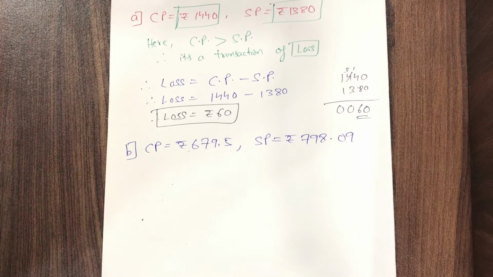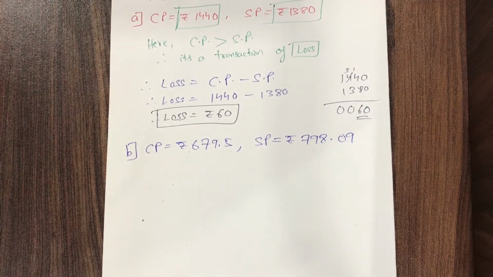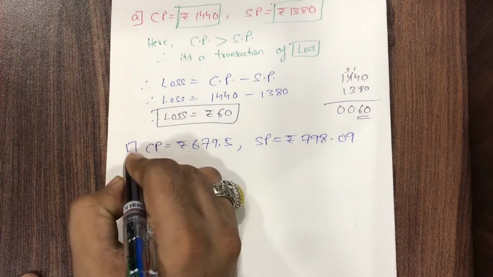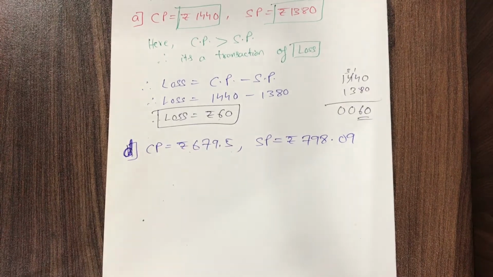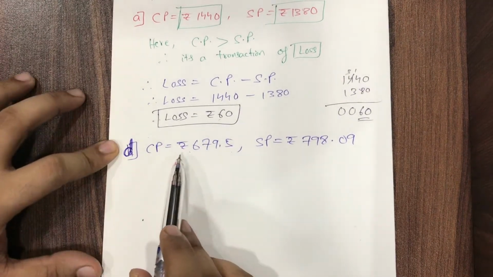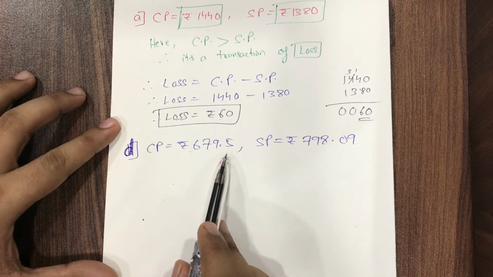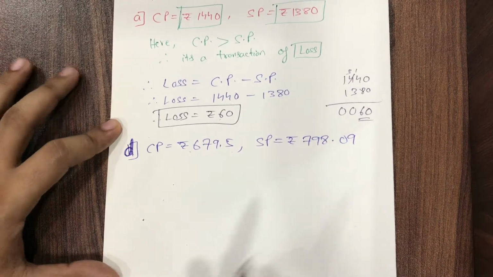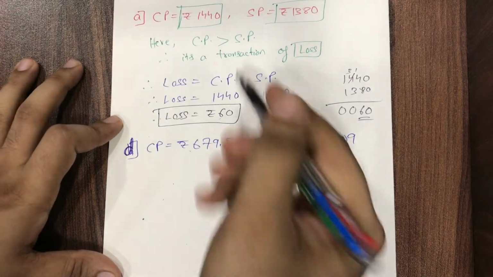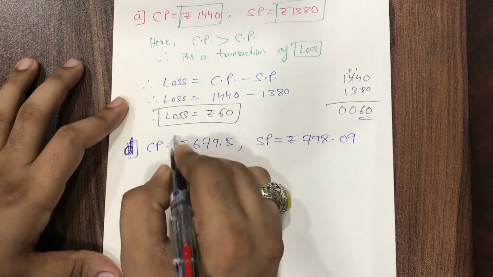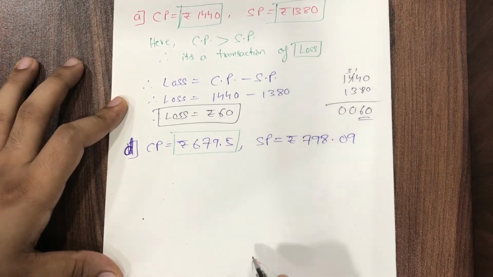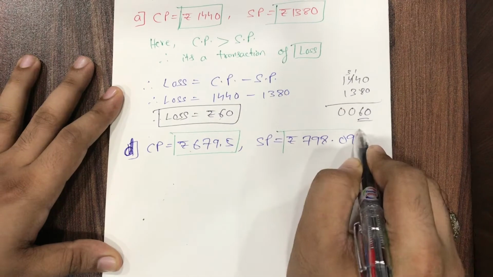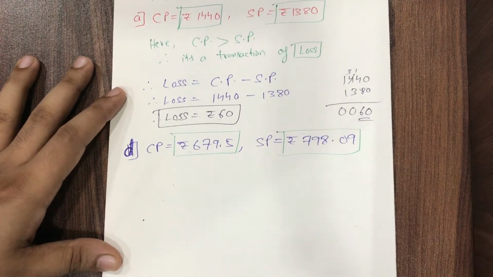Okay, students, now doing the second sub question. It's sub question D of your textbook. Cost price is given as rupees 679.5 and selling price is given as rupees 798.09. The first step, students, is what? As we did in the previous sum, we will compare. This is my cost price. This is the price at which I am getting a commodity in my shop. I am purchasing it at rupees 679.5 and I am selling it at rupees 798.09.